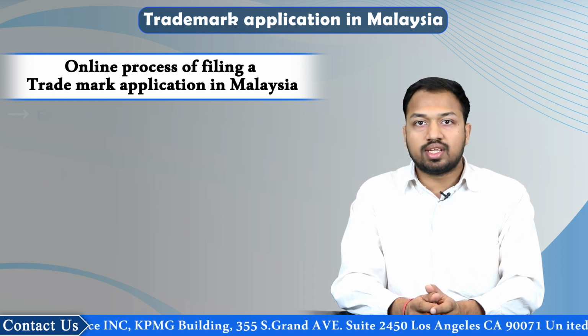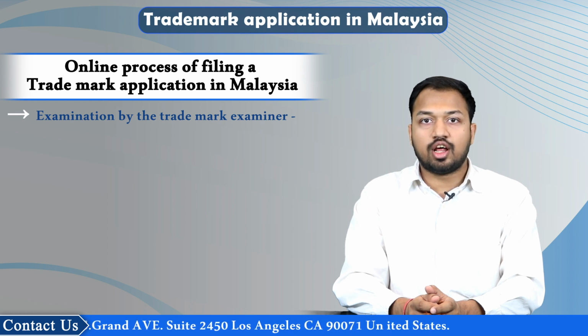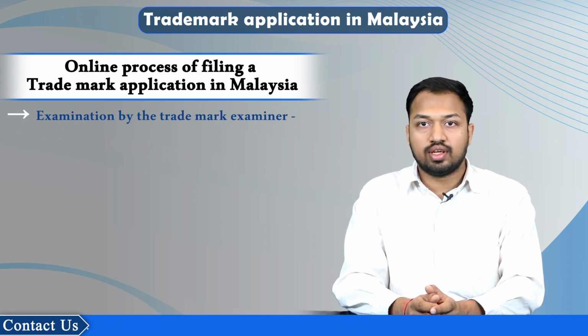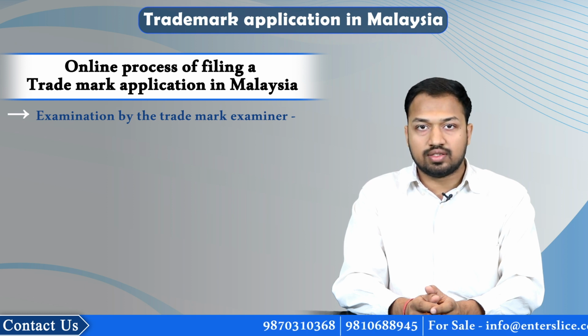Sixth step involves examination by the trademark examiner. After filing the application, the registrar of trademarks will verify the documents and the information submitted in the application. This examination by the registry is known as the formality examination. If the registry finds any irregularities in the application, then an opportunity shall be provided to the applicant to respond and rectify the irregularities.